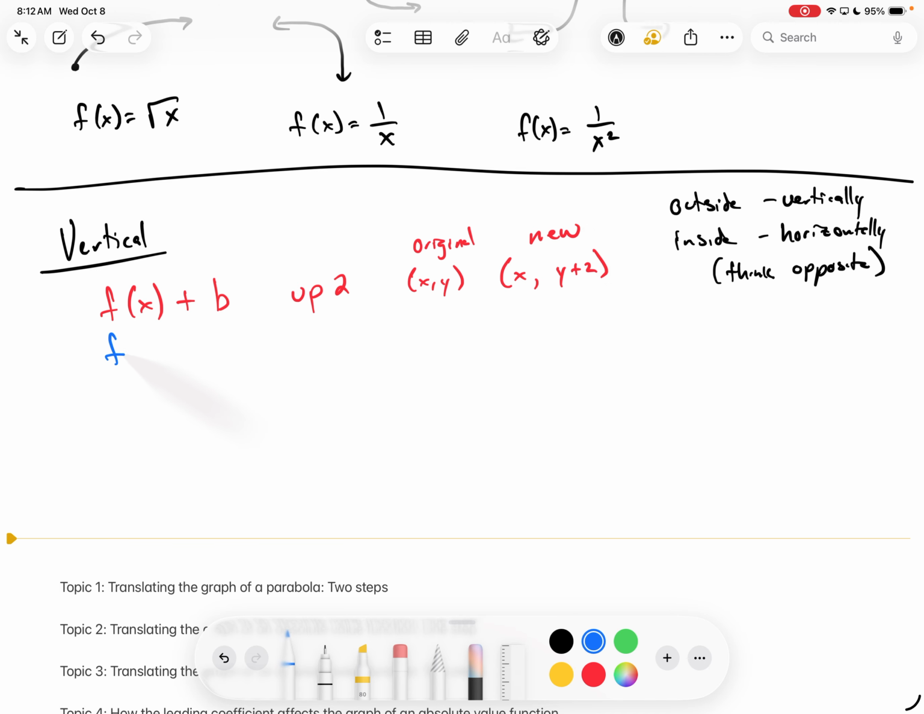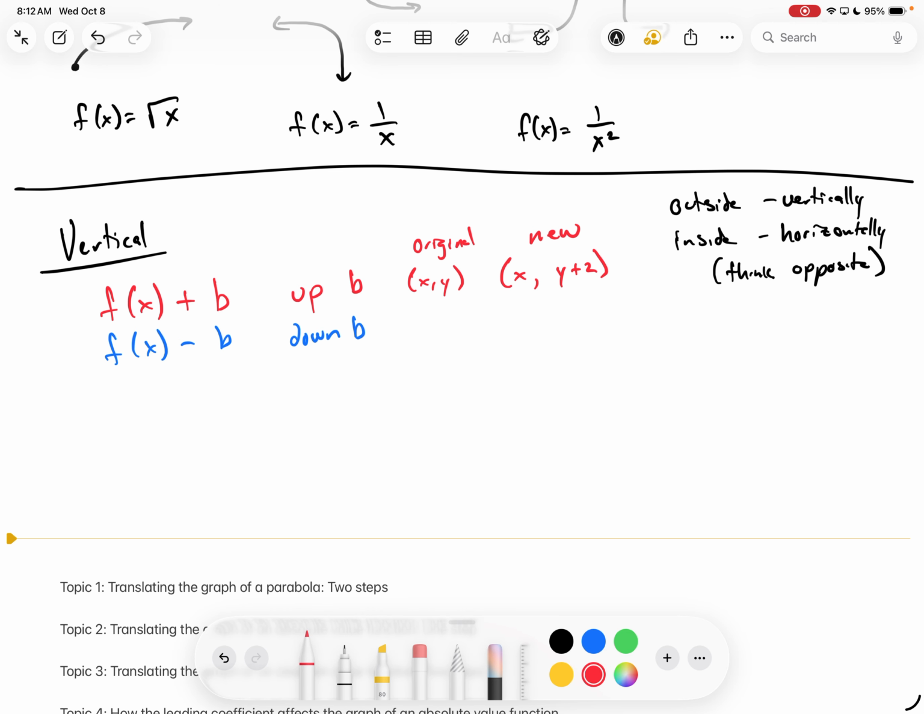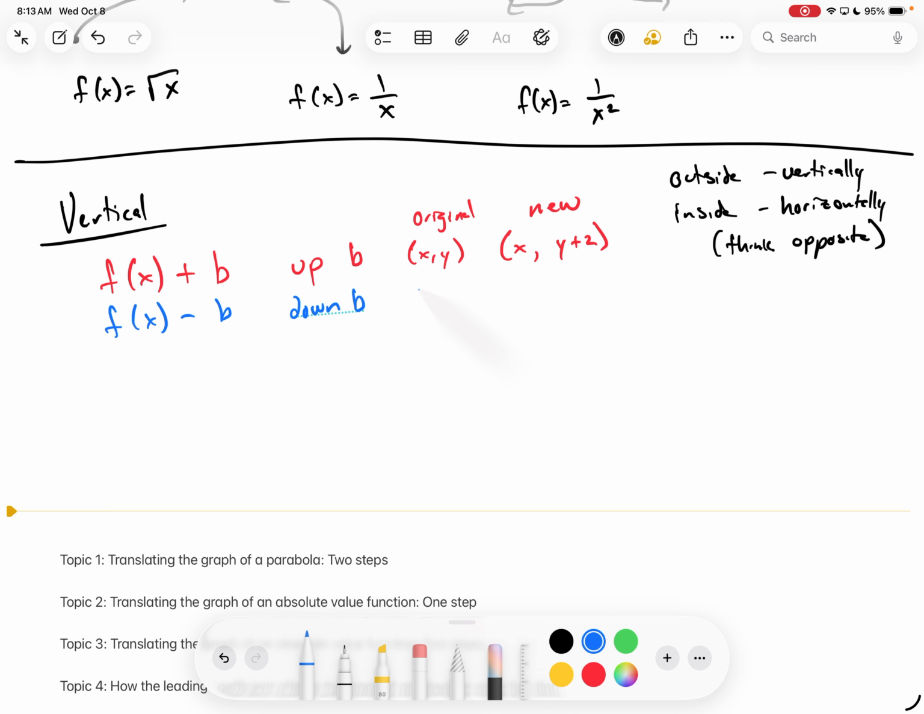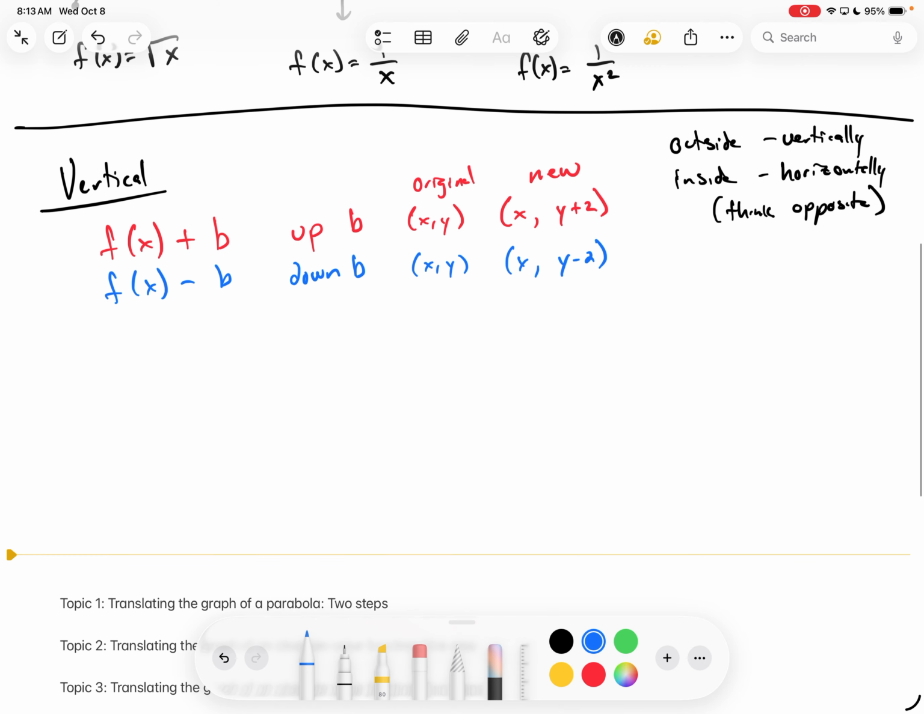Okay. If I subtract something, it's going to move it down by b. I keep saying 2. I'm using letters, which I kind of hate doing, but it's going to move it down. You usually choose a. So with this one, if you have the original point x, y, it would take every y and subtract from it. Okay.